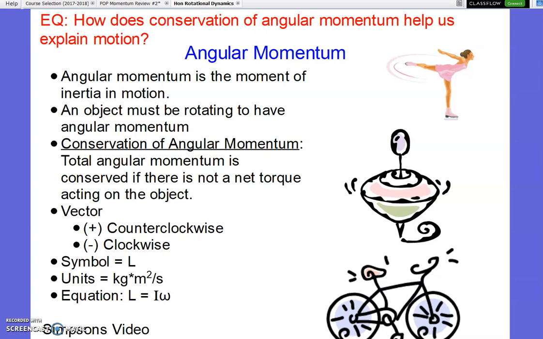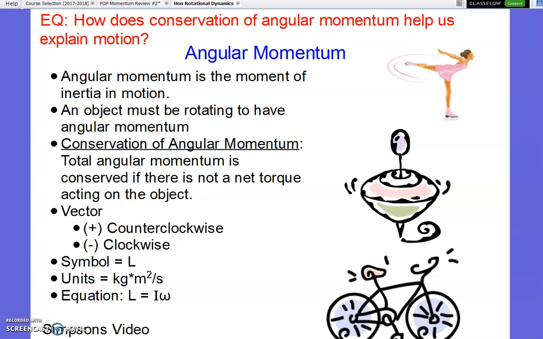Angular momentum is the same idea, only applied to a spinning object. So it is the moment of inertia in motion. Remember that the moment of inertia is an object's tendency to stay at rest or an object's tendency to continue moving. We're just looking at the moving parts of that inertia. Therefore, an object must be rotating in order to have angular momentum. If it's not rotating, it has no angular momentum.